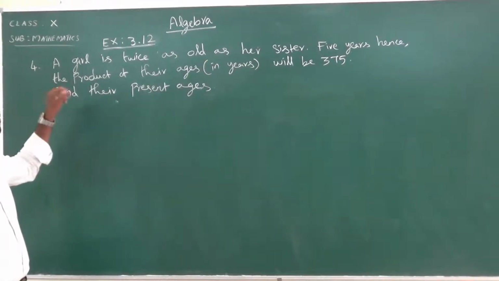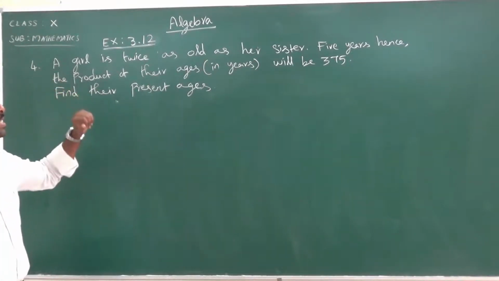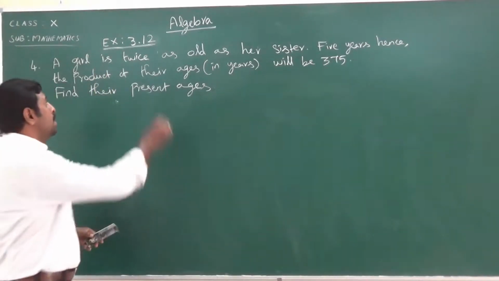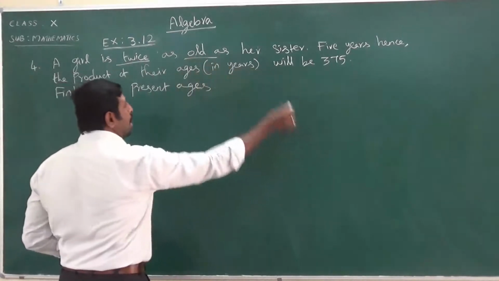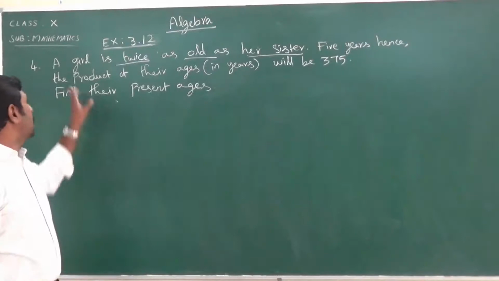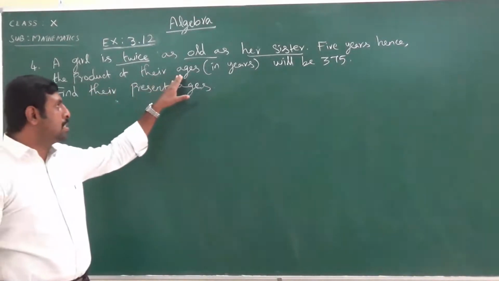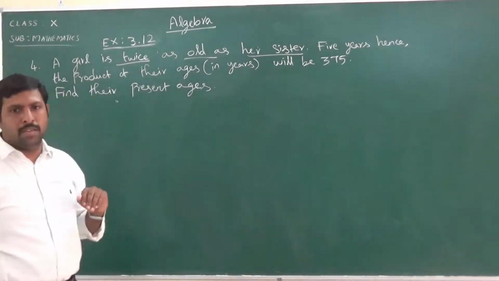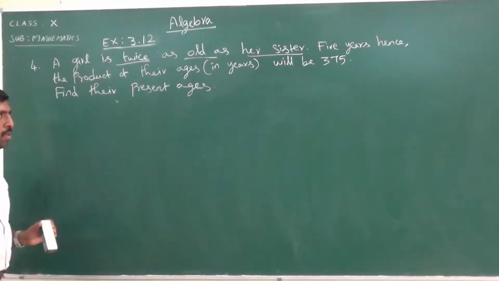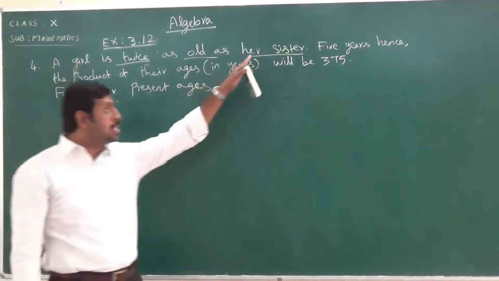Question number 4. A girl is twice as old as her sister. Five years since, the product of their ages in years will be 375. Find their present ages. So, first of all, we don't know the girl's age.